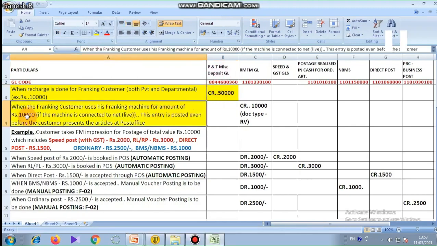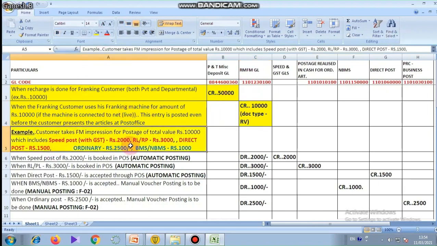Okay, now the customer is using his RMFM machine to take FM impression on accountable articles or unaccountable articles, ordinary posts. Whenever he uses his machine and he connects his machine live, say the customer is using his RMFM machine to take an impression worth rupees 10,000 and connects his machine to internet. Now what happens? The RMFM GL will be credited by 10,000.